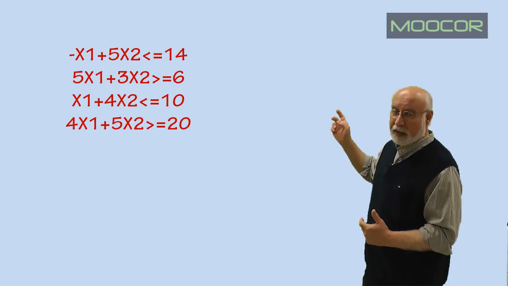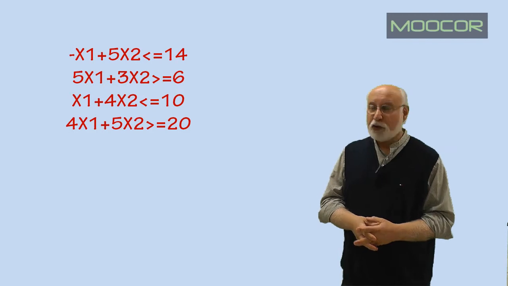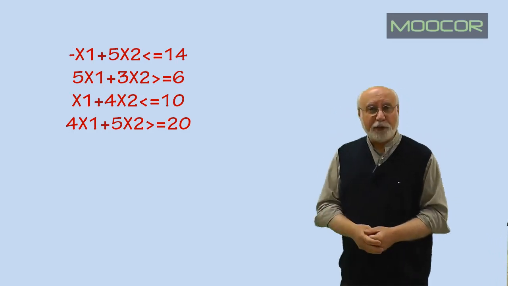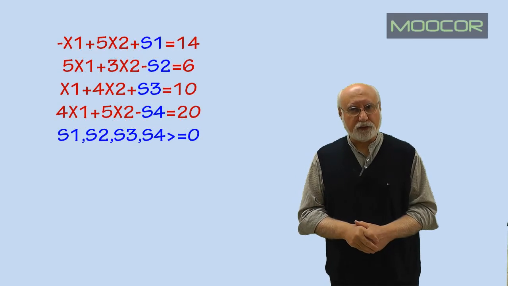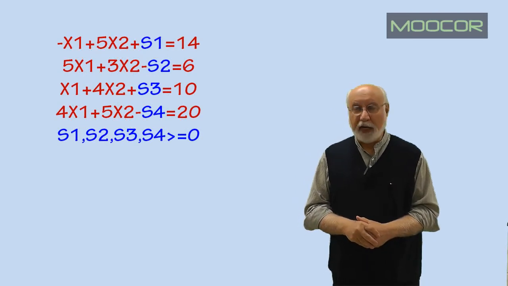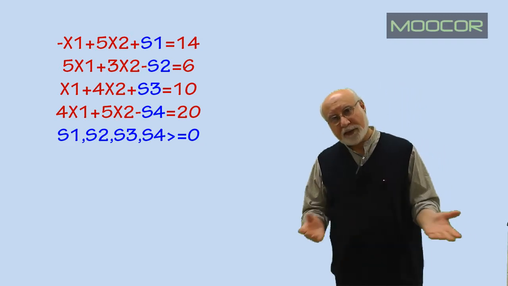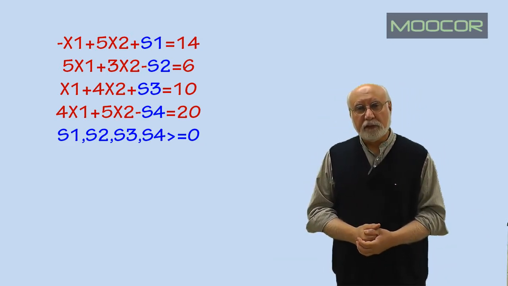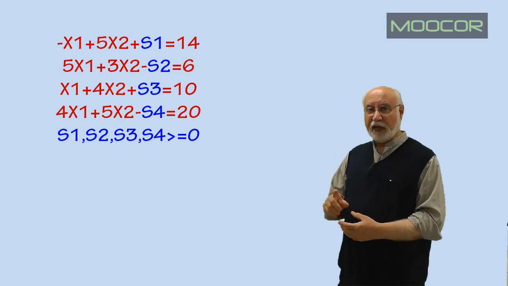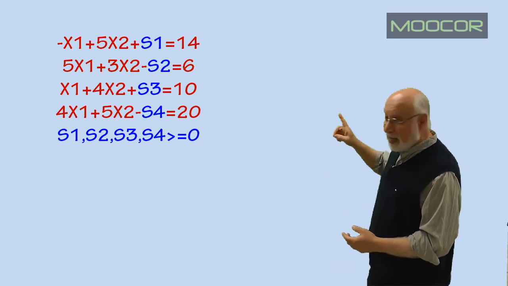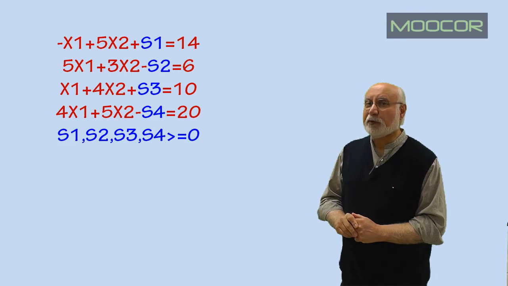Look at that, and in this case I have 4 constraints. 2 of them were less than or equal, and 2 of them were greater than or equal type constraints. So I have added two slack variables and subtracted two surplus variables. I should not forget to add that condition for them to be greater than or equal to 0.